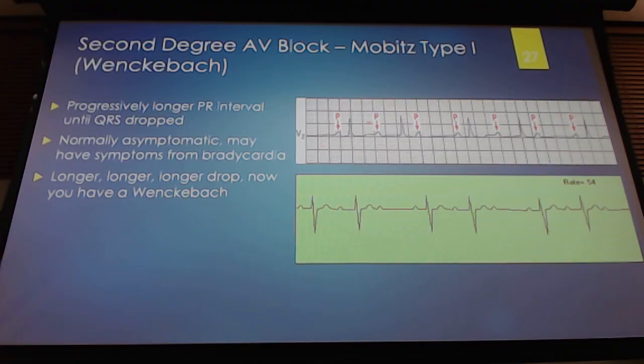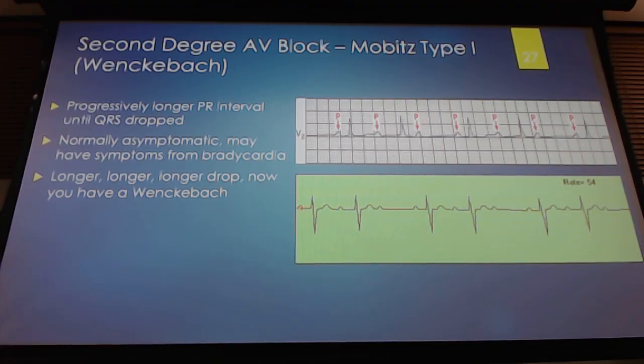And that's going to be your longer, longer, longer drop. So that PR interval should be the same, but if it is extending out, getting longer and longer every time, that is going to be your leaky block. That's your second degree, or your Mobitz type 1 leaky block. So your prolonging PR interval, and then you have a drop QRS complex.